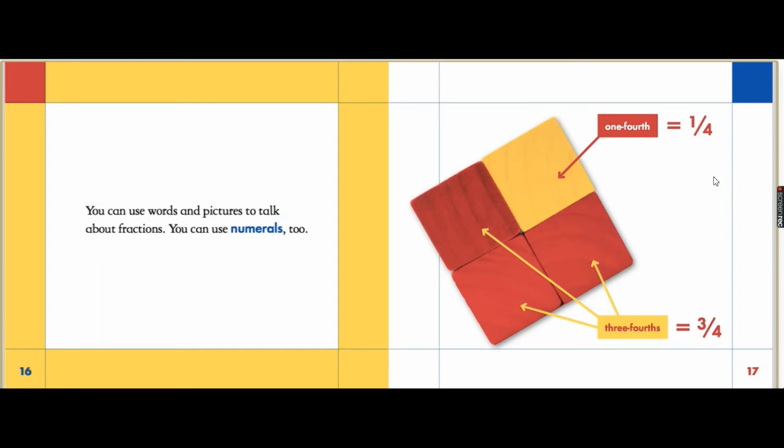You can use words and pictures to talk about fractions, and you can use numerals too. So yesterday I showed you guys the symbol for 1/2. Sometimes you might see the line slanted like this. This is the symbol for 1/4, and you'll see that on your sort this week also. So you have 4 blocks here, okay? 1/4 of the blocks are yellow, and 3/4 of the blocks are red.